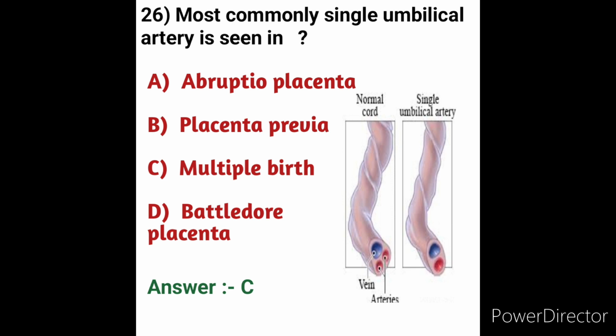Here the single umbilical artery is commonly seen in multiple birth. Here we can see in this picture a normal cord and a single umbilical artery cord. In the first picture this is the normal umbilical cord, one vein and two arteries, but in single umbilical artery we can see one artery and one umbilical vein. So here option C multiple birth is the correct answer.